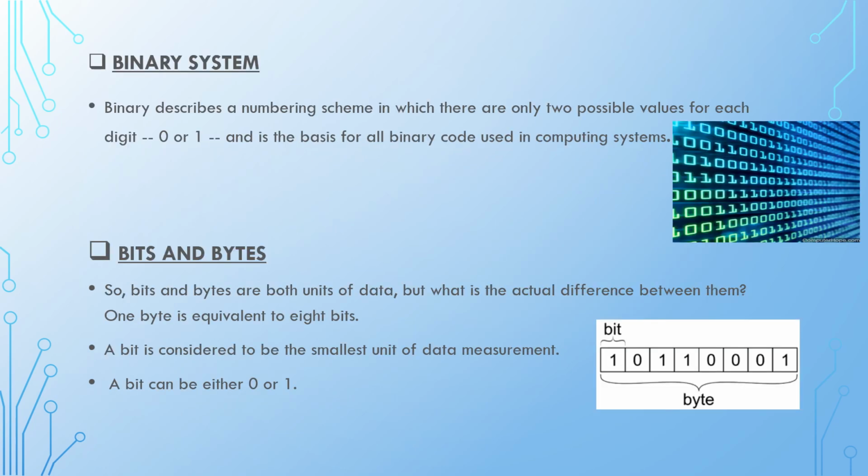First, binary system. Binary describes a numbering scheme in which there are only two possible values for each digit, 0 or 1, and is the basis for all binary code used in computer systems. Bits and bytes. Bits and bytes are both units of data, but what is the actual difference between them? One byte is equivalent to 8 bits. A bit is considered to be the smallest unit of data measurement. A bit can be either 0 or 1.